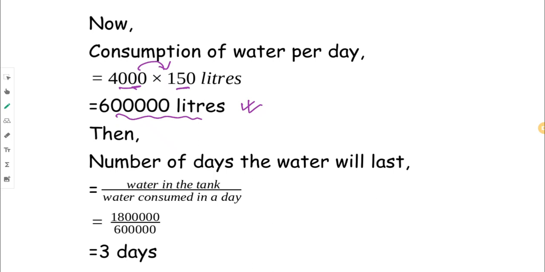Clear? Now they're asking us to find how long the water in the tank will last, right? So we simply have to divide. Water in the tank divided by water consumed in a day. So water in the tank, this is what we got, and water consumed in a day, we just got it right now, the entire village. So divide, then we can divide the zeros. Since they are 5 5, I can just divide them, and then 6 1 6, 6 3s are 18. So we know that the water in the tank will last for 3 days.